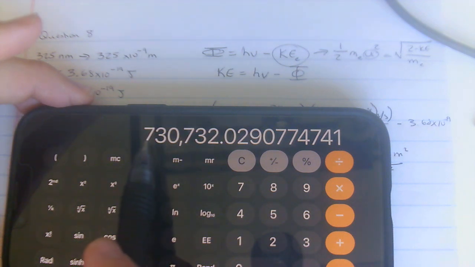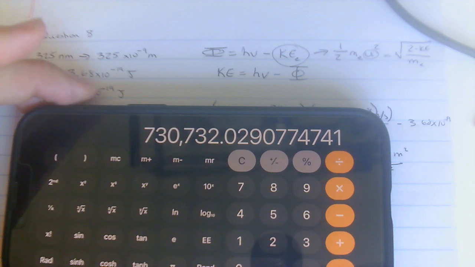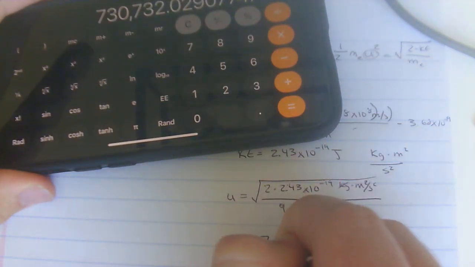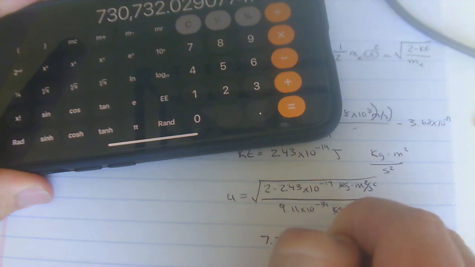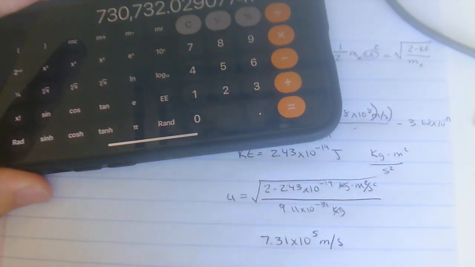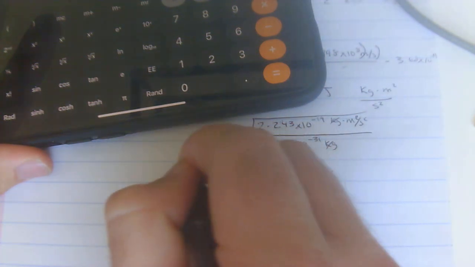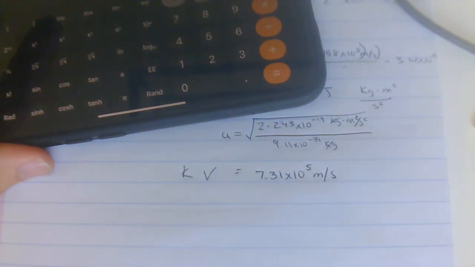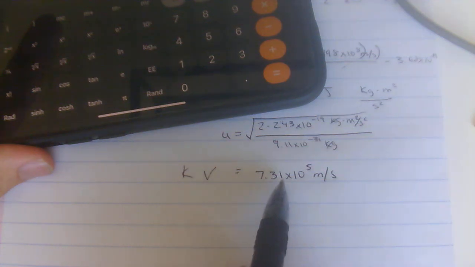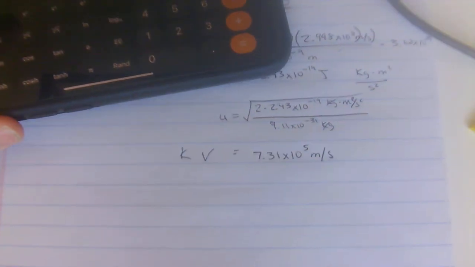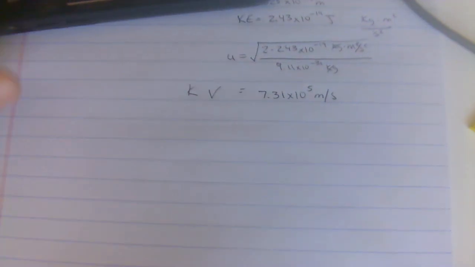So this is my velocity. It's 730,732, or we're just going to round that to 7.31 times 10 to the 5th meters per second. Okay, so this is my velocity for potassium. Potassium's velocity is 7.31 times 10 to the 5th. Okay, now we're going to do the same thing for sodium.